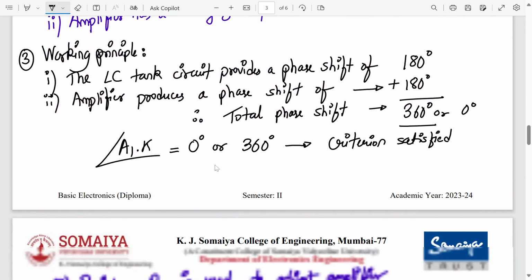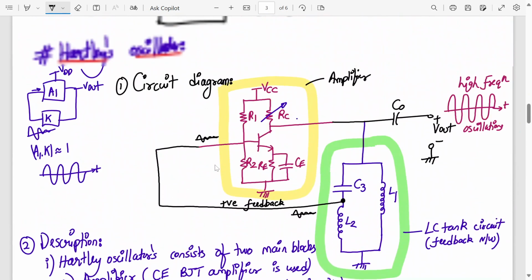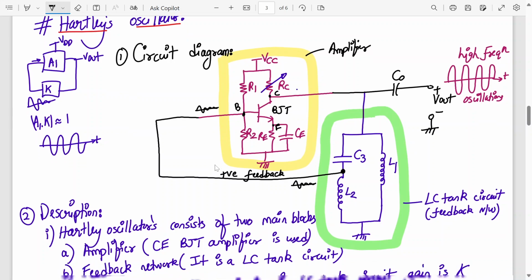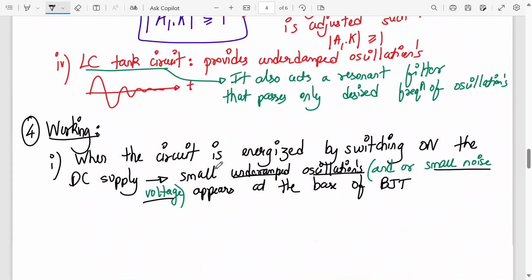Okay. So we can say collectively these underdamped oscillations which are produced from the LC tank circuit are collectively termed as a noise voltage. Okay, and they are appearing at the base terminal. This is the base terminal of BJT. Okay, this is my BJT. This is the collector, this is the emitter terminal. So these oscillations are appearing at the base terminal. Now let's see what happens to them.